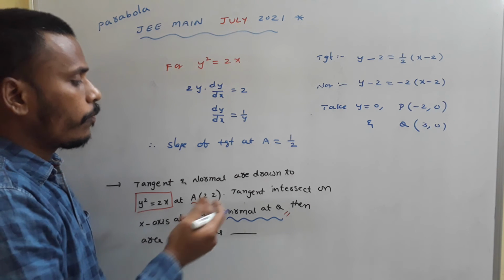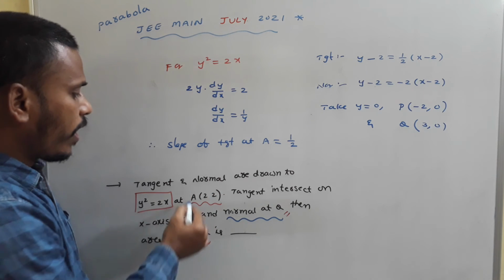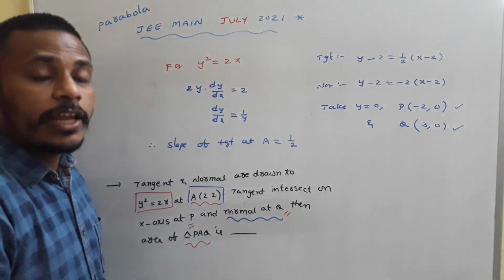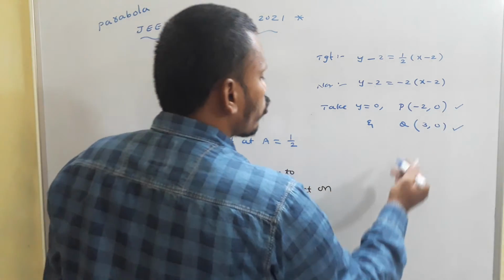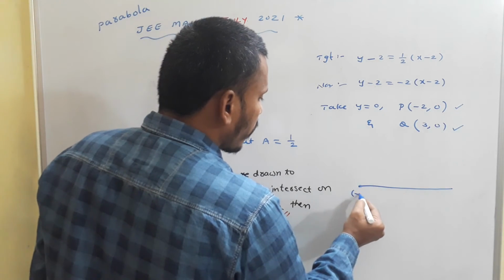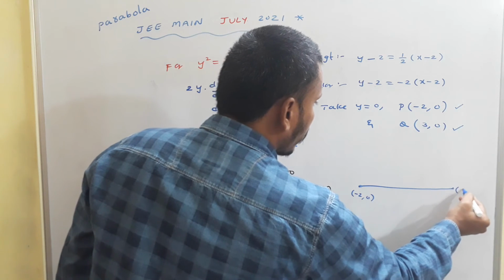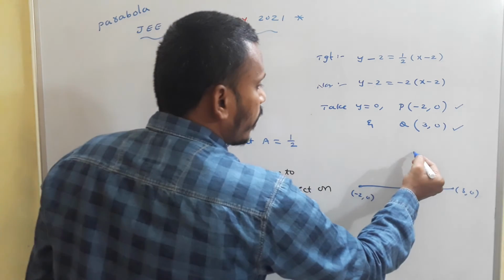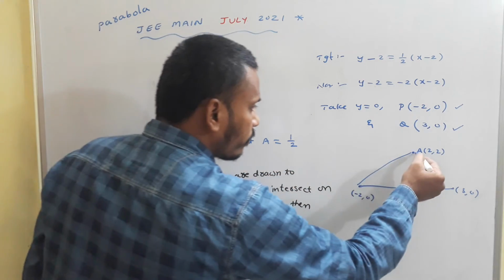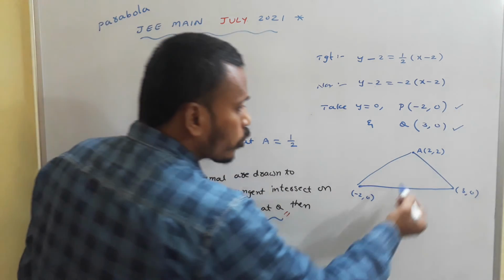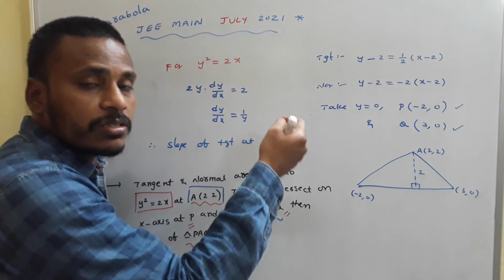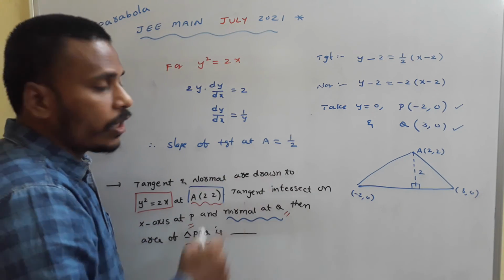Now we have point A, point P, and point Q. We need to find the area of triangle PAQ. It is very clear that these two points are on the x-axis. You may go with the area formula or any simple logic. This is (-2, 0) and this is (3, 0), both on the x-axis, and we have A (2, 2) here. This is the triangle for which we need to find the area. If you sketch a perpendicular from A to the axis, its length is 2, because the distance from a point to the x-axis is always its y coordinate, which is 2.